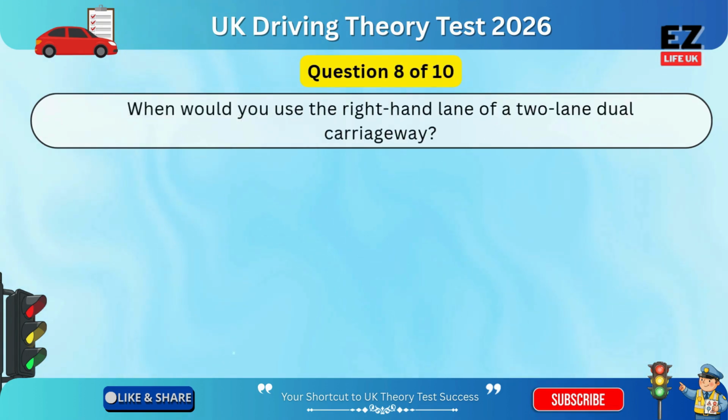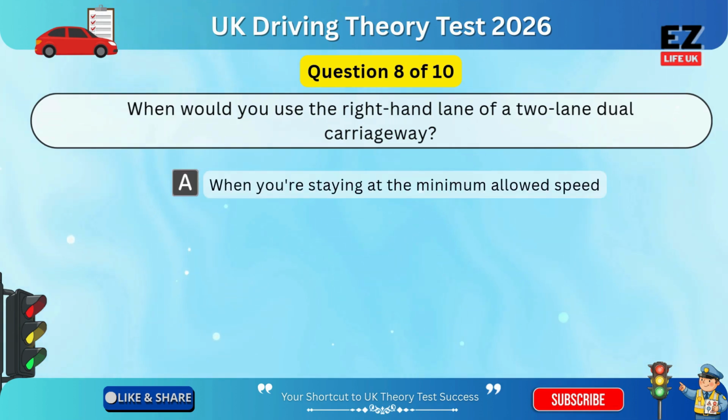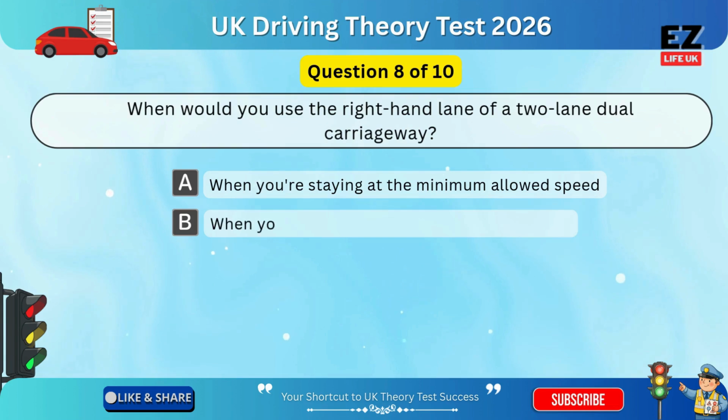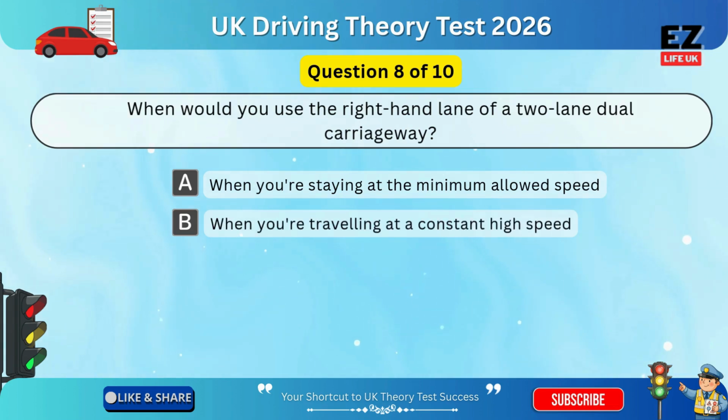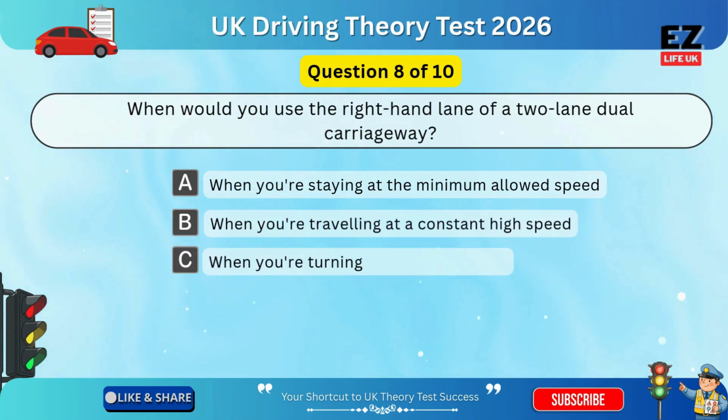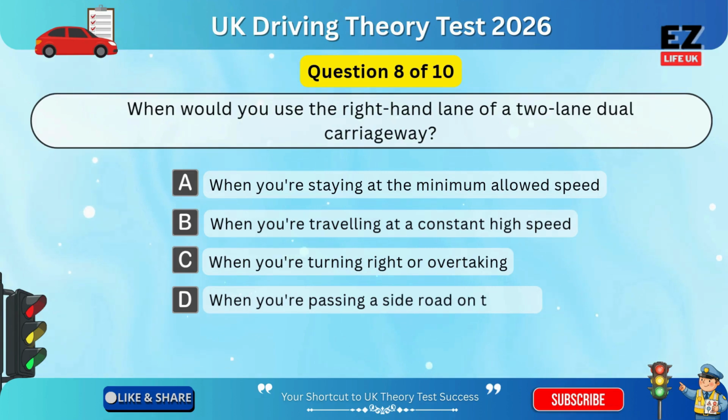Question 8. When would you use the right-hand lane of a two-lane dual carriageway? Option A, when you are staying at the minimum allowed speed. Option B, when you're traveling at a constant high speed. Option C, when you're turning right or overtaking. Option D, when you're passing a side road on the left.